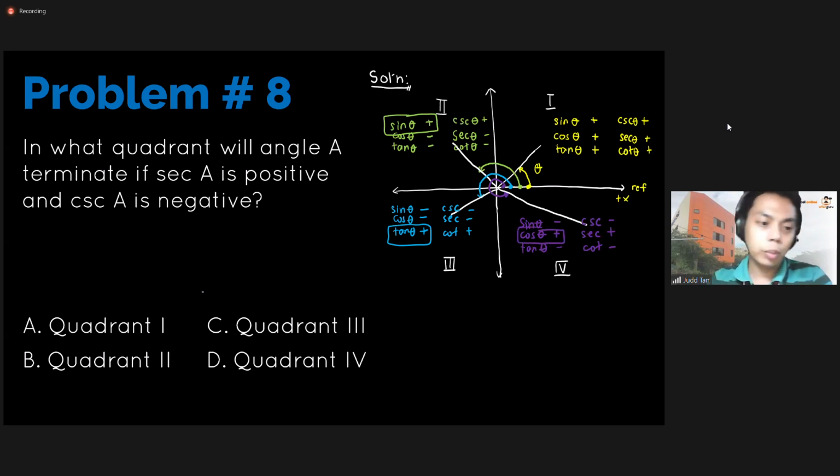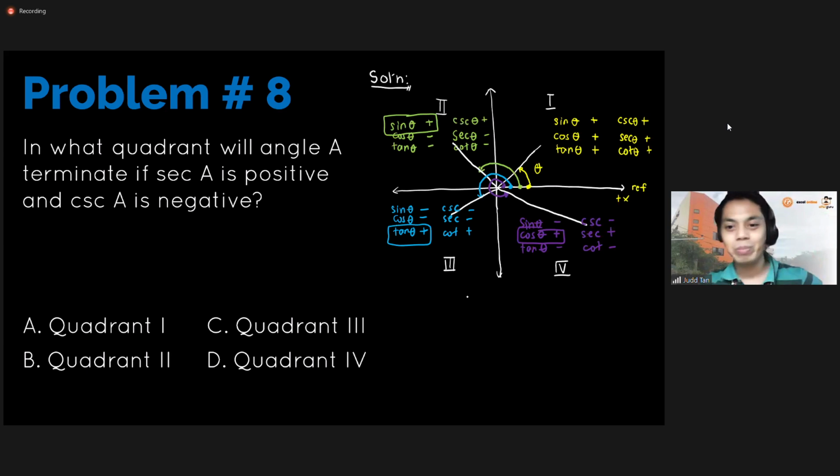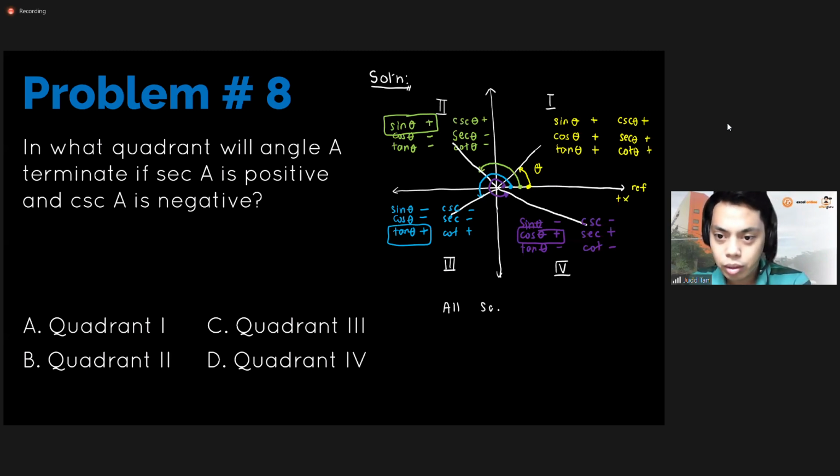Ito po yung mnemonics na tinuro na teachers natin. Yung naturo sa amin before guys was: All Saints Go To Church. All means all the trigonometric functions are positive. Next, dito po sa second quadrant, Saints, sine lang, tsaka yung reciprocal na yung positive.